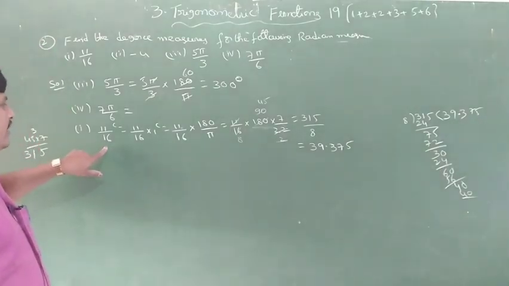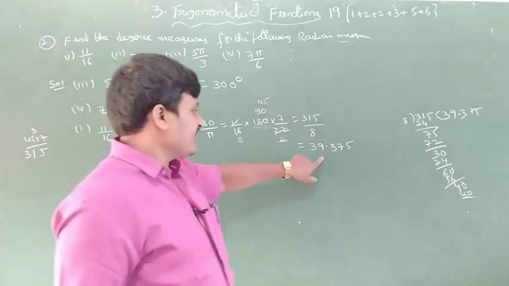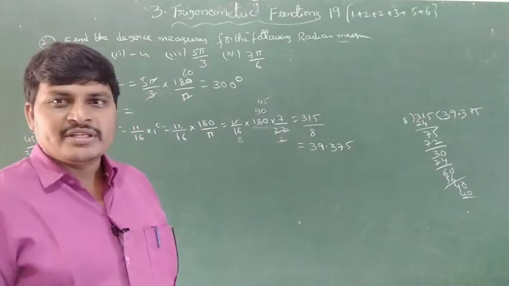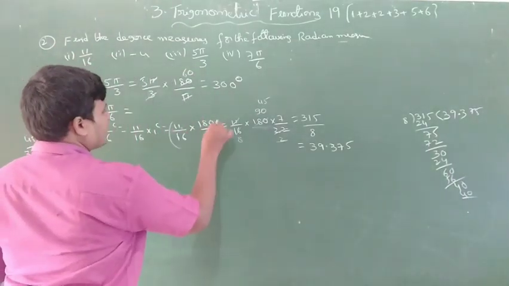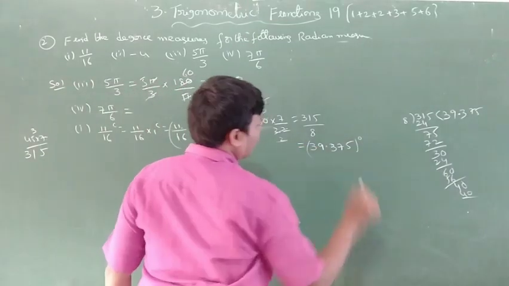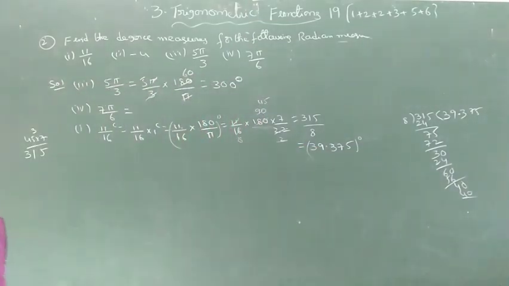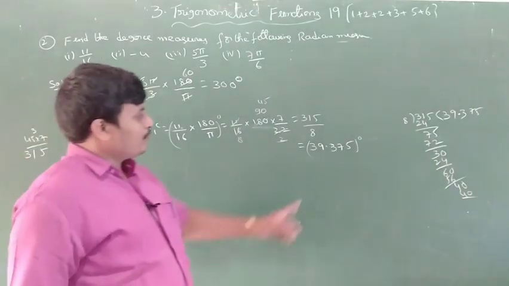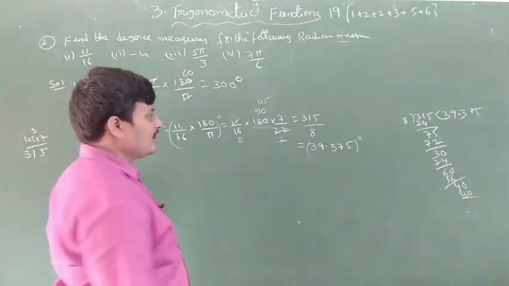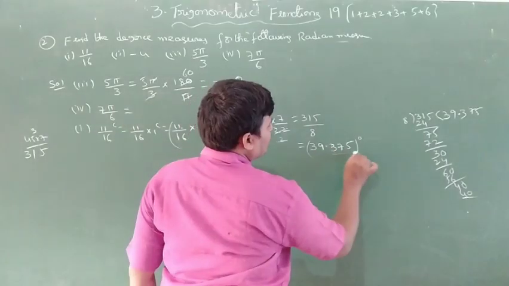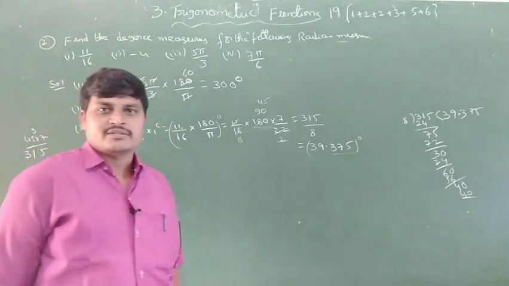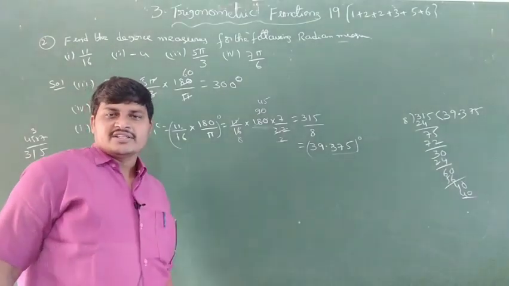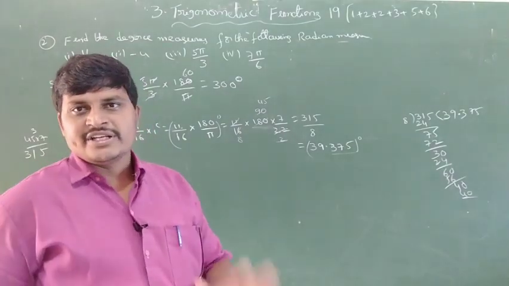This is only converting to degrees. This is degrees. 39.375 degrees, these are all degrees. It is not correct to leave it as 39.375. So this is 39 degrees, okay. This 0.375 degrees means below 1 degree.